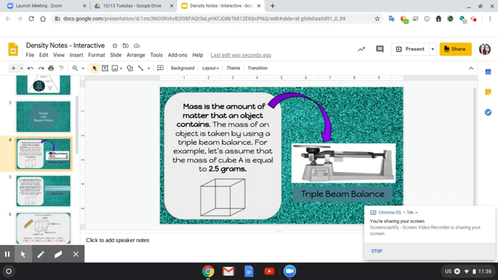So we've already covered that mass is the amount of matter that an object contains, and the mass of an object is taken by using a triple beam balance. For example, let's assume that the mass of a cube A is 2.5 grams. So we're going to come back to this, 2.5 grams.